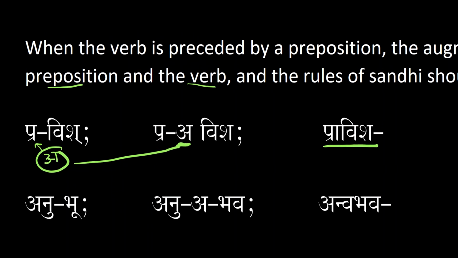And then you would add your termination endings for the imperfect tense. Same thing for anubhu. So you have an 'u' in anu, and then you have the bhu. After the verbal base is formed in the first person, it becomes bhav. Then you have anu, and then 'a' is inserted as an augment. So then you have anu 'a' bhav, right?